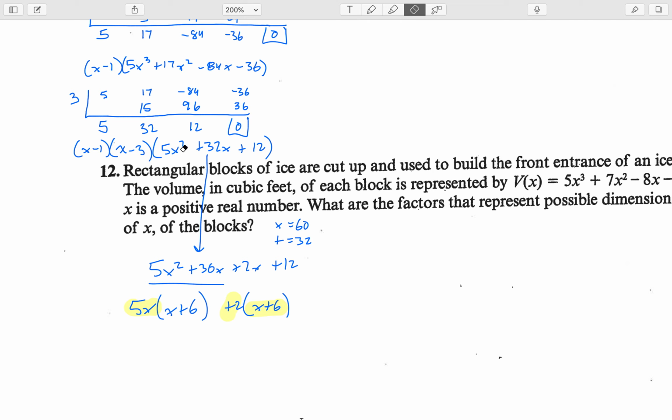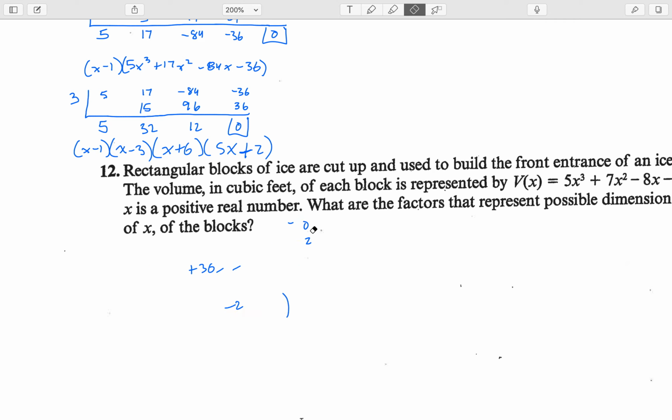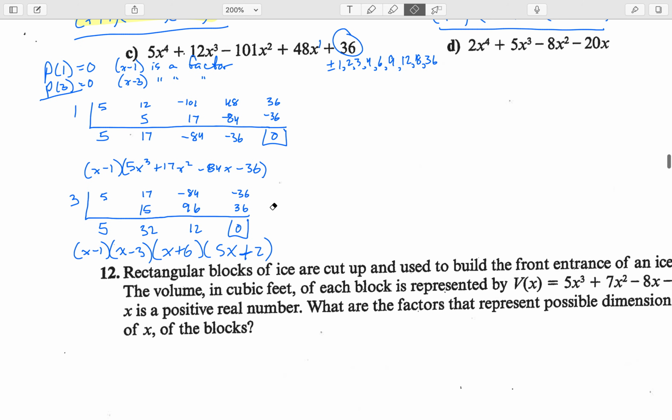I'm just going to get rid of this stuff here. I know that that's what this is going to turn into: x plus 6 and 5x plus 2. So that's what this thing factors into. Do you need to show that work? No. But we do need to remember this. Why don't you just use the quadratic formula? This isn't an equation. Remember, we're factoring.